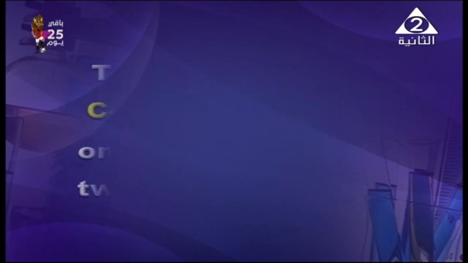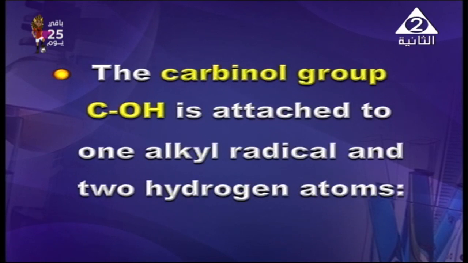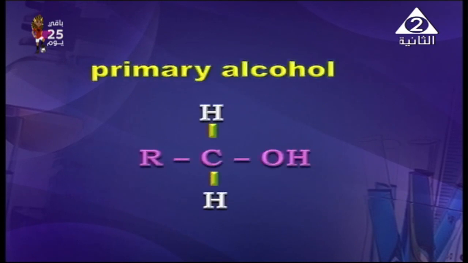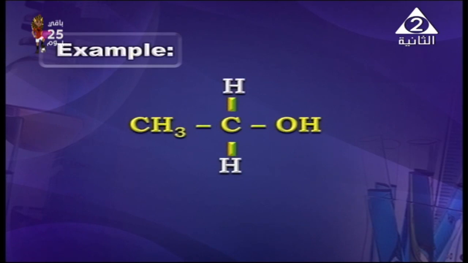In primary alcohols, the carbinol group, which is the carbon attached to the hydroxyl group, is attached to one alkyl radical and 2 hydrogen atoms. As shown on the screen, in a primary alcohol, the alkyl is attached to the carbon, and this carbon is attached to hydrogen atoms, so it will be a primary alcohol. For example, CH3CH2OH, it will be ethanol.